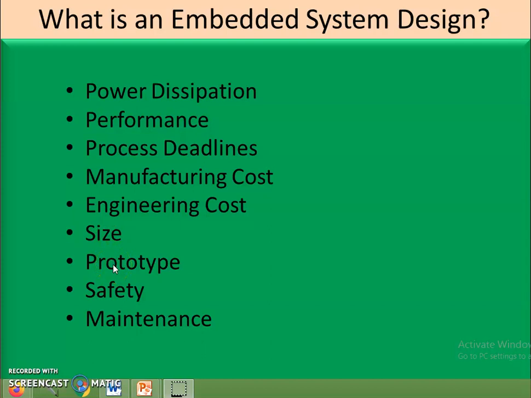Prototype: it is the total time taken for developing a system and testing it. Safety: system safety should be taken, like phone locking. User safety, like engine braking, oil, breakdown; safety measures must be taken. Maintenance: proper maintenance of the system must be taken in order to avoid system failure.